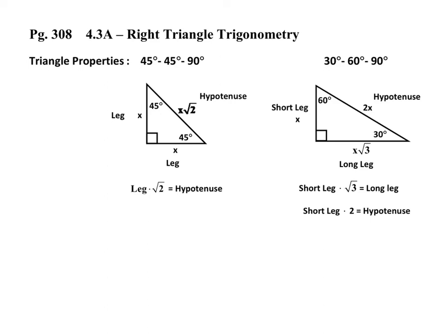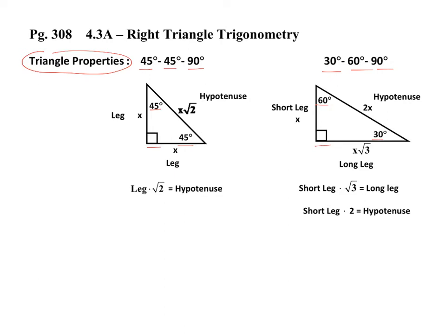All right, starting lesson 4.3, right triangle trigonometry. It's time to get reacquainted with some properties that you learned back in geometry. Okay, so some right triangle properties. We have two different types of right triangles, a 45, 45, 90 and a 30, 60, 90. Now these two triangles have different relationships among the side lengths.